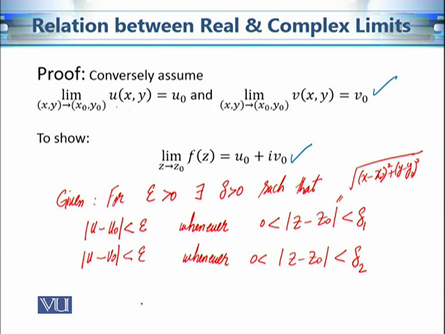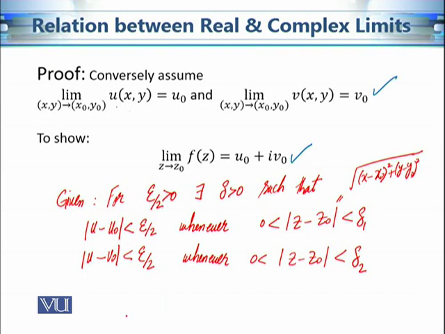Now what do we want to prove? We want to prove that the limit of f of z as z approaches z naught is this complex number. Now to simplify the proof, which we shall see how it will simplify, we should assume this to be epsilon by 2 instead of epsilon. So let's take them to be epsilon by 2. We will see how it will simplify the proof in our next step.